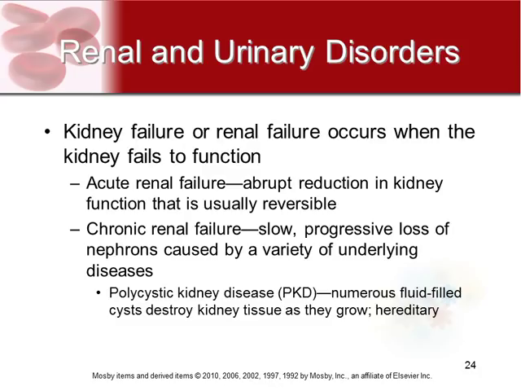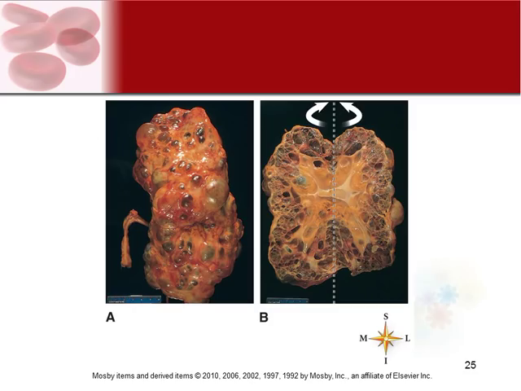One of these diseases, just for an example, is polycystic kidney disease. That's when you have numerous fluid-filled cysts that actually destroy your kidney tissue as they grow, and that can be hereditary. So that is a picture of somebody who has polycystic disease. This is a kidney that has, look at how many cysts that is, but look how small an amount of actually functioning kidney tissue they have left because of the number of cysts they have developed. So you can definitely understand why this would severely limit how much blood your kidneys could filter.